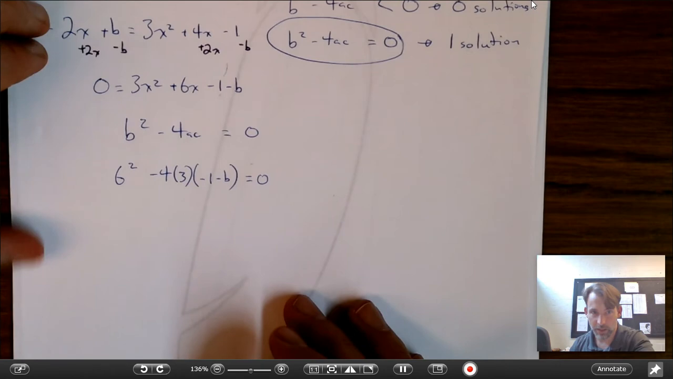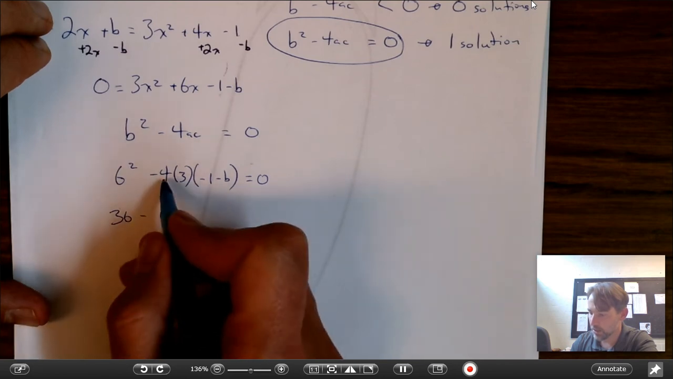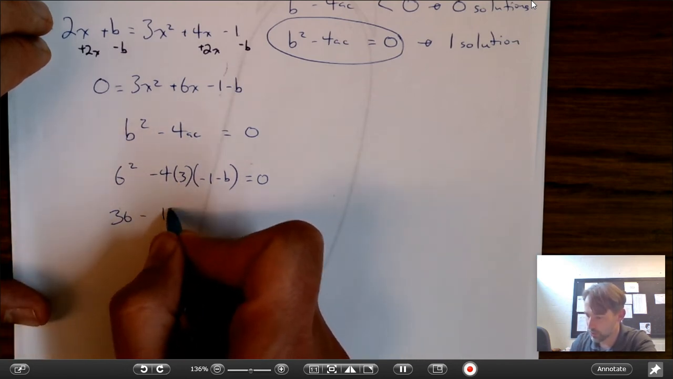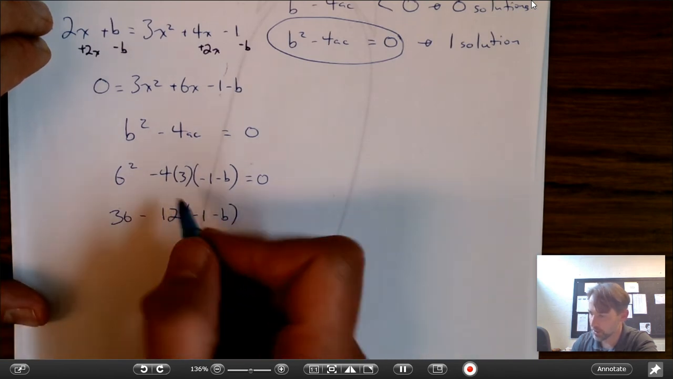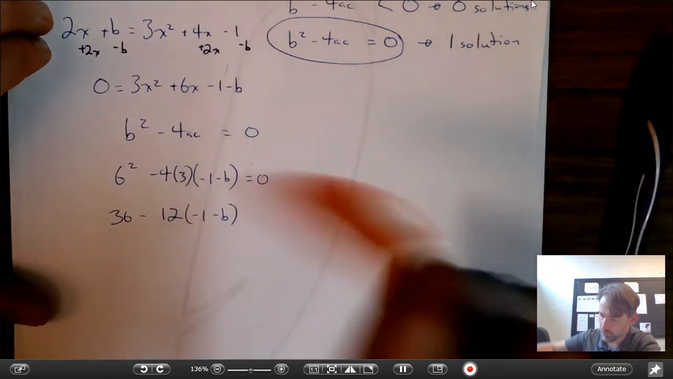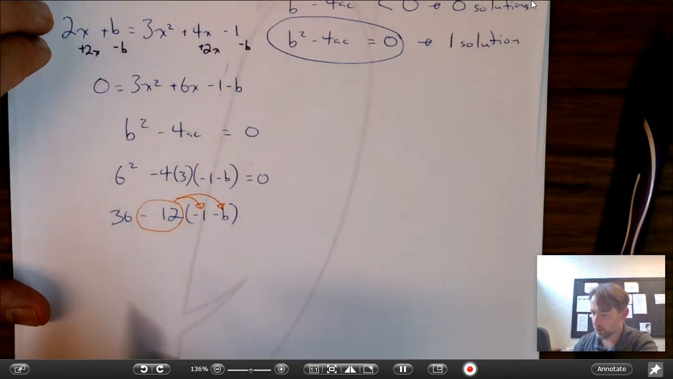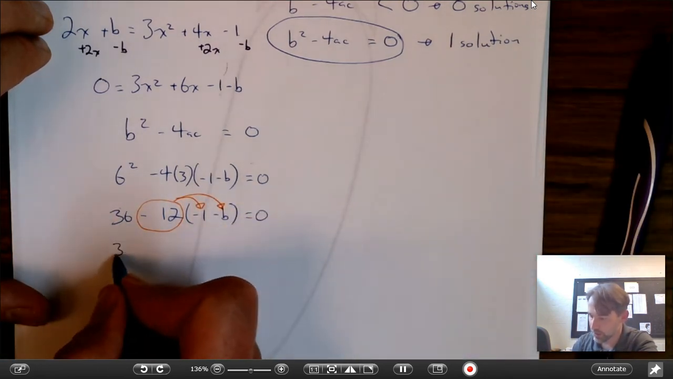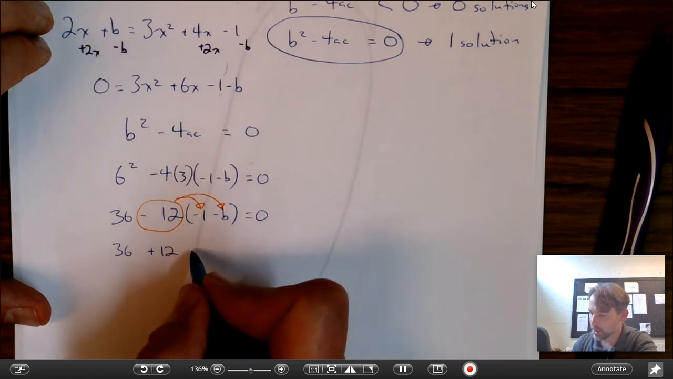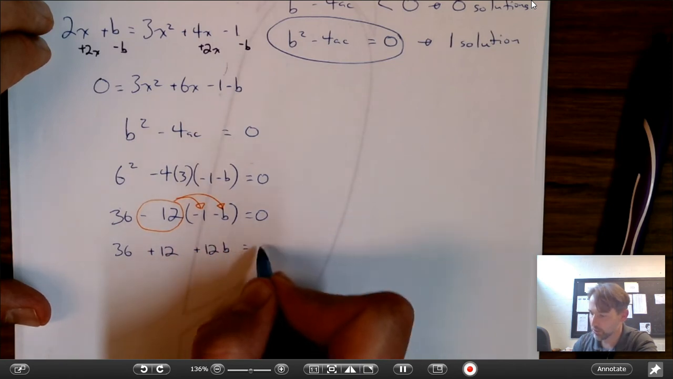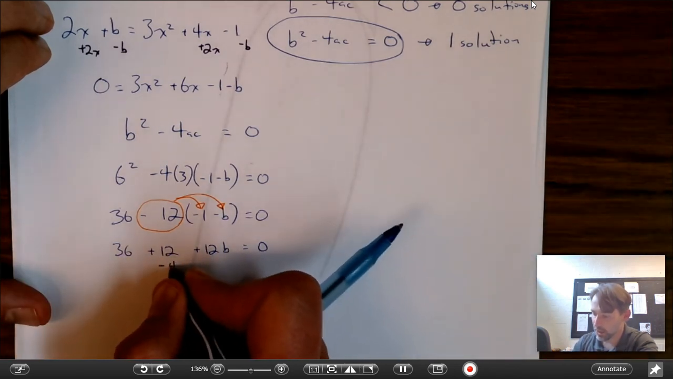All right, so simplify. So this would be 36 minus 4 times 3 is 12. So minus 12 times negative 1 times negative b. Okay, now let's distribute this minus 12 here into the negative 1, negative b. Distribute that in. Okay, so we have, this is equal to 0. So we have 36, negative 12 times negative 1. So that's plus 12. Negative 12 times negative b is plus 12b is equal to 0. Okay, 36 plus 12 is 48.